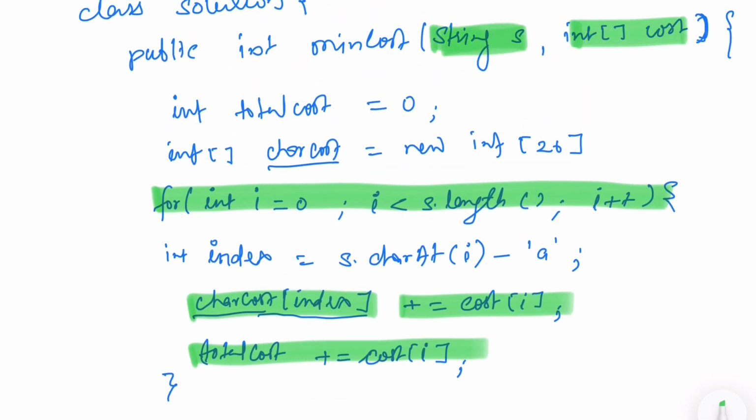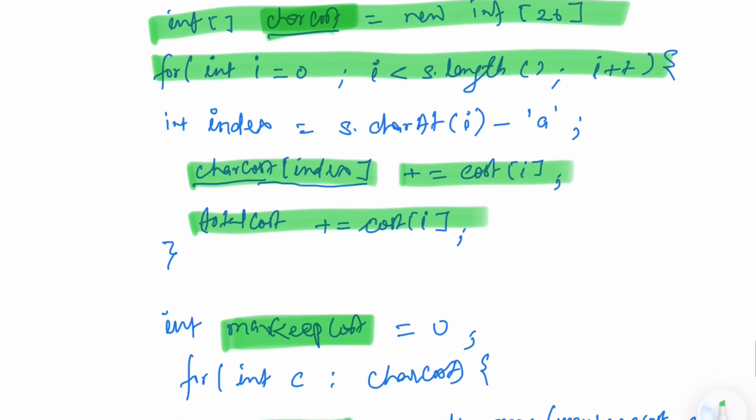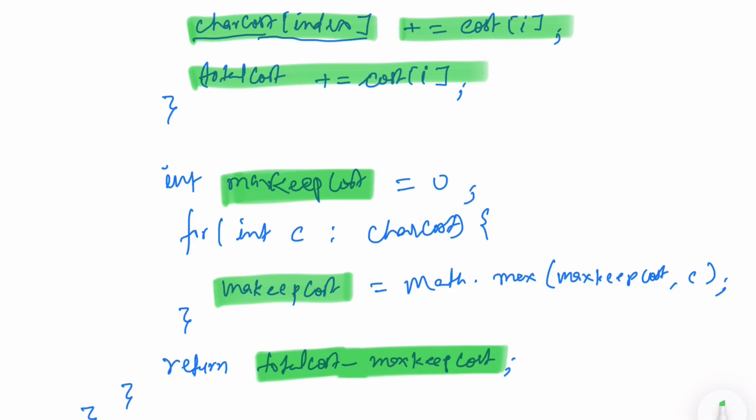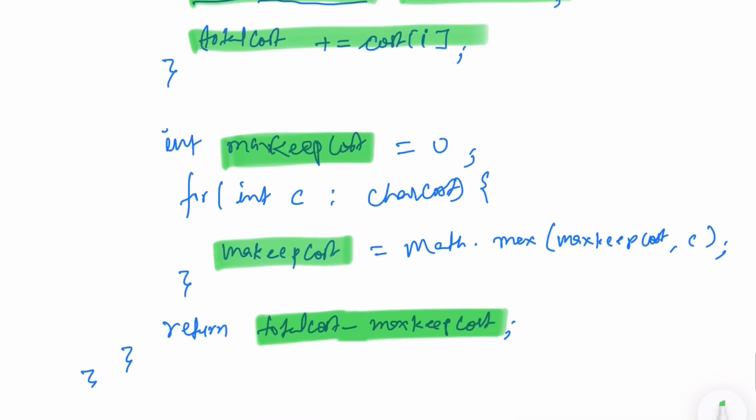Two things we have, string and cost. You need the total cost, and you have to track all the character costs, and for this you need an array, right? Then you define everything, and you need the total cost minus the maximum cost we have in the tracker array. From the tracker you need a for loop, and you get all the characters tracked, and you find the max keep cost, and you return total cost minus max keep cost, which is the minimum cost.